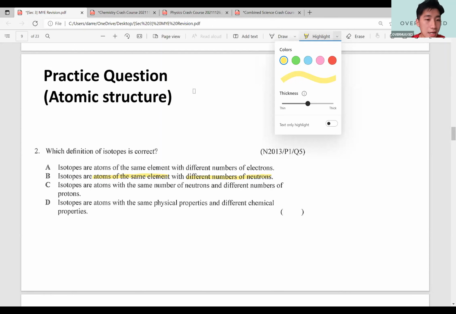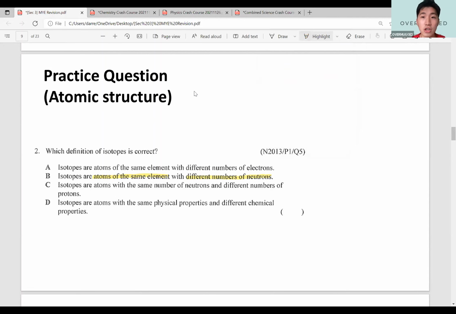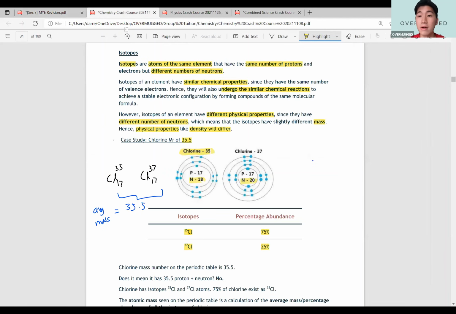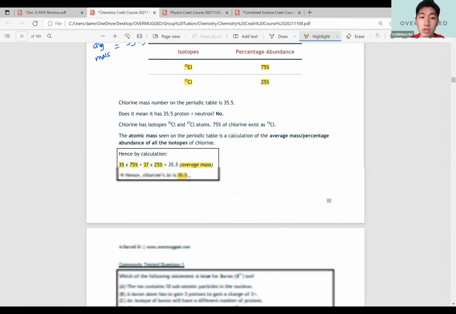If you're still unclear, please go and revise this. Isotopes, very high chance of coming out. Okay, that's all. Make sure you're aware of that. If not, I'm going to move on already. Let's talk about chemical bonding, which is a much bigger topic.